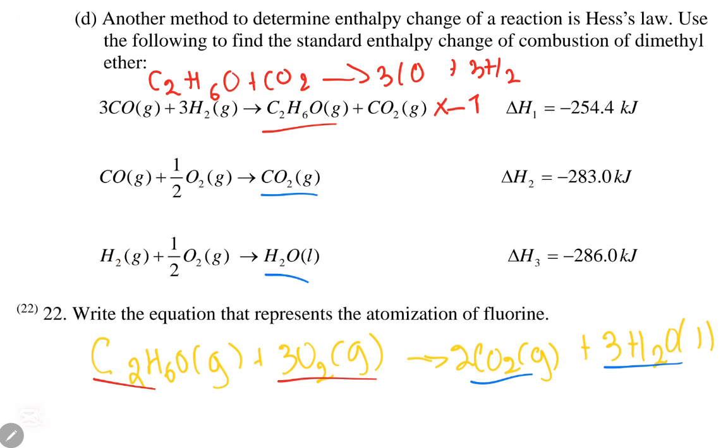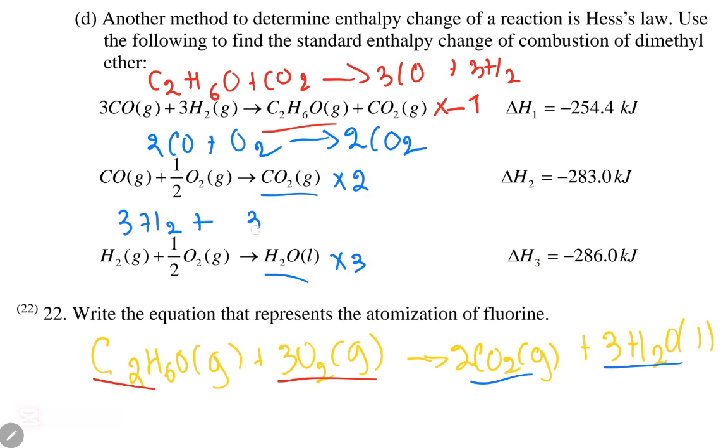Next, I have 2 carbon dioxide, so I need to multiply this by 2. I get 2CO plus O2 will give me 2CO2. Then I need to have 3 water, so I multiply this by 3. I get 3H2 plus 3 over 2 O2 will give me 3H2O. Now what do I do? I cancel. I can cancel H2 and H2. Then I have 3 carbon monoxide.